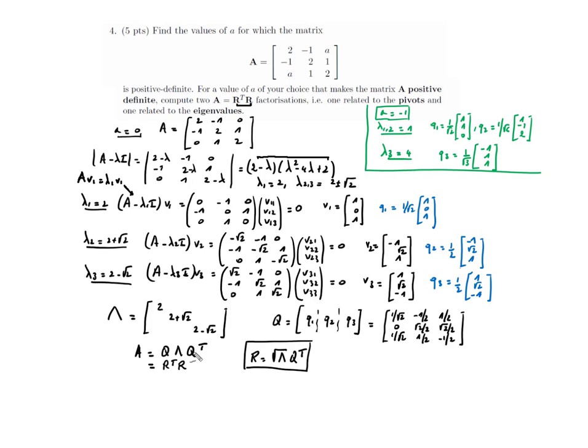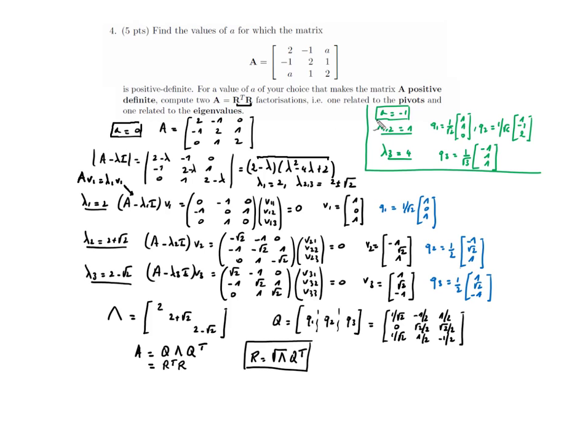A is Q lambda Q transpose, and we want to write this as R transpose R. So R is really the square root of lambda times Q transpose. Square root of lambda is just a notation for this diagonal matrix, right? Where we have taken the square roots on the diagonal, and you can do this because the eigenvalues are positive. Since for A equal to 0, we have shown that the matrix is positive definite. So here we have done this for A equal to 0.